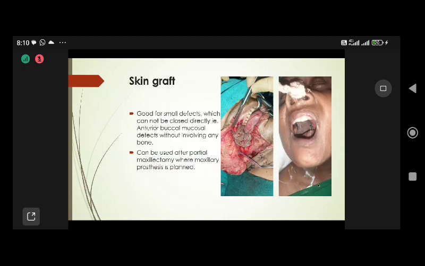Then skin graft. It's good for small defects which cannot be closed directly, for example, an anterior buccal mucosa defect without involving any bone. That can be used after partial maxillectomy where a maxillary prosthesis is planned.